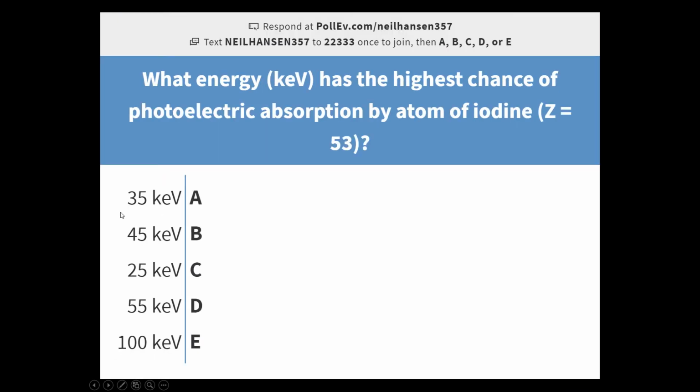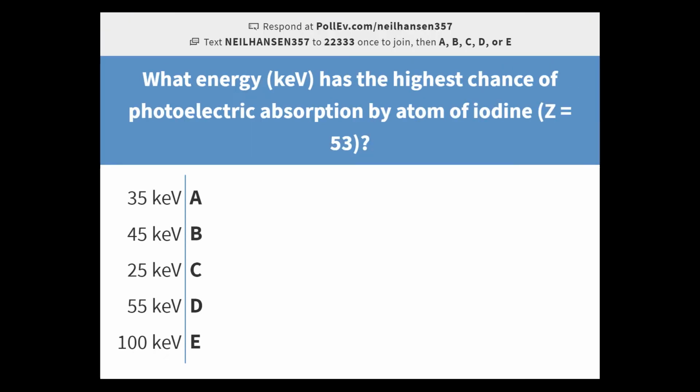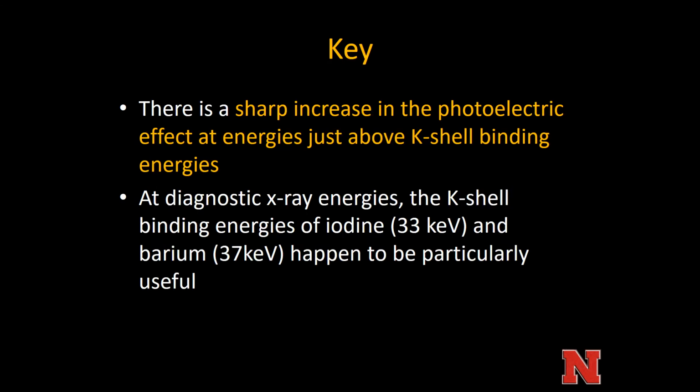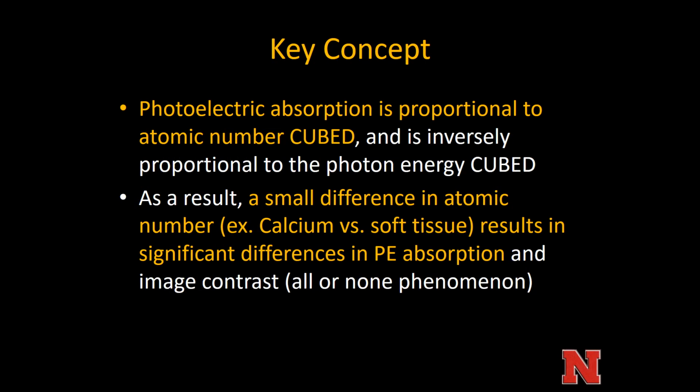So what energy has the highest chance of photoelectric absorption by an atom of iodine, which has a Z of 53? Pause now if you need more time. The correct answer is 35 kiloelectron volts. So iodine, again, if you go back here, the K edge of iodine is around 33, barium is 37. Don't be fooled by the Z number being 53. I put that in there as a distractor. Just above the K edge, 33 would be 35, so A is the most correct answer.